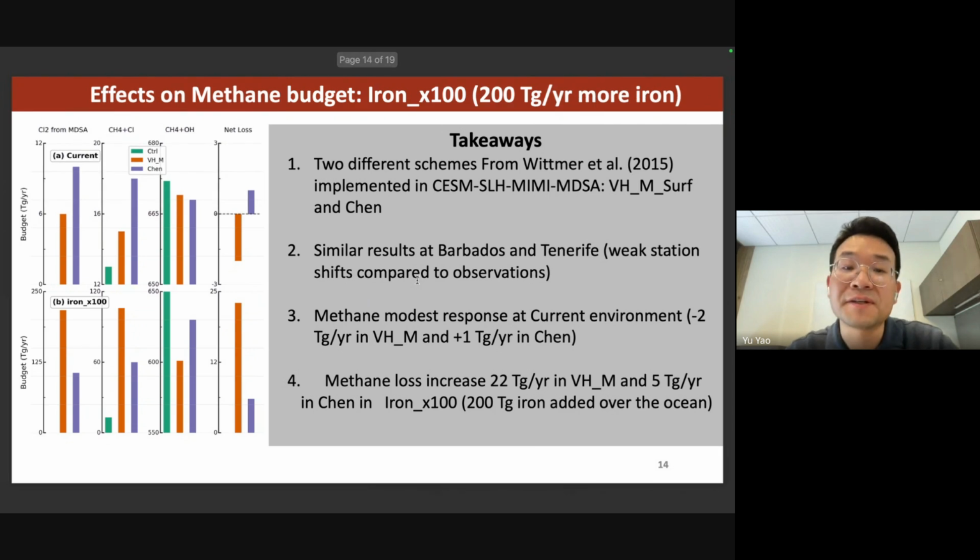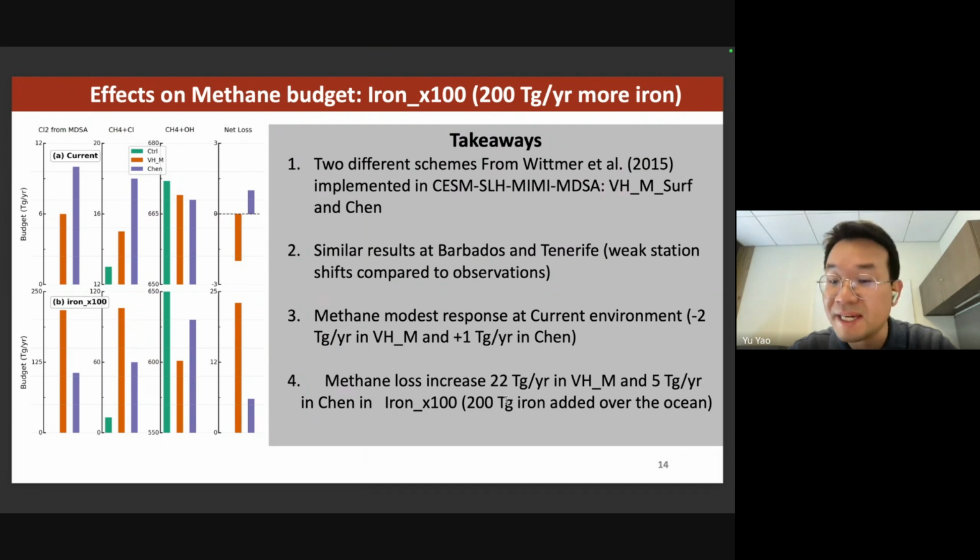So the takeaways from this work: we applied two different schemes from the same chamber study, which is Wittmer's 2015 chamber experiment. And we find similar carbon monoxide isotopic effects at Barbados and Tenerife. And we find methane responds modestly at the current iron environment, with less than 2 teragrams per year changes.